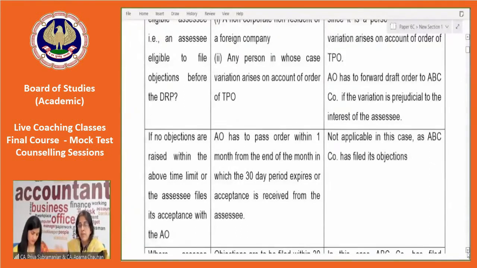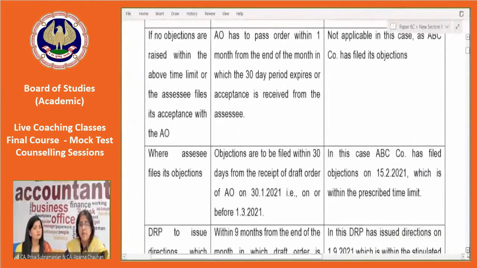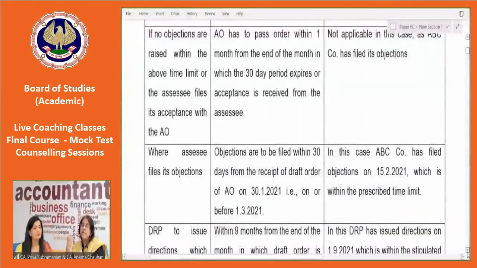But within 30 days, it has to file its objections, or it can file its acceptance also. But in this case, it is not applicable because ABC Limited has objections, so it will not file its acceptance. Suppose the ABC company files its objections.